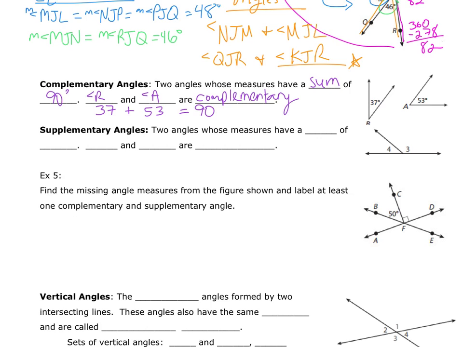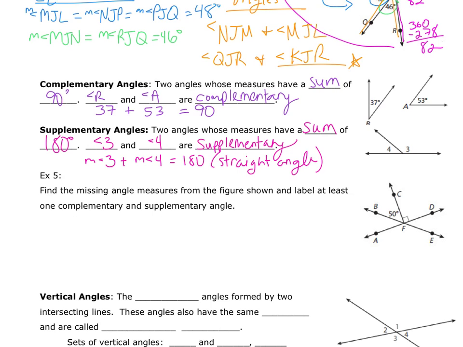Supplementary then, if you look at the picture, looks a little different. The 2 angles will still have a sum of a certain number, but that sum will be 180 degrees instead of 90. One thing you may notice about our picture is that together they actually create a straight angle. And one way we can set up an equation knowing that they are supplementary is the measure of angle 3 plus the measure of angle 4 will equal 180 degrees.